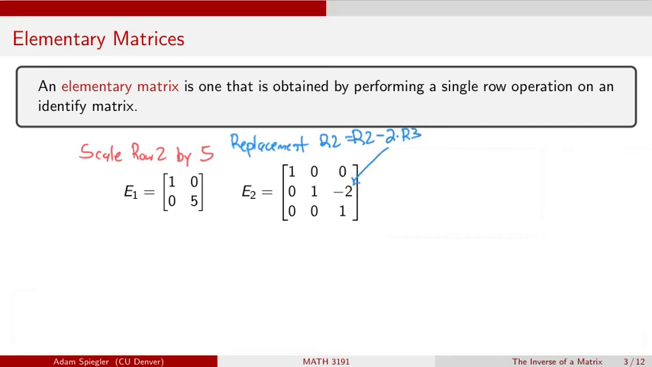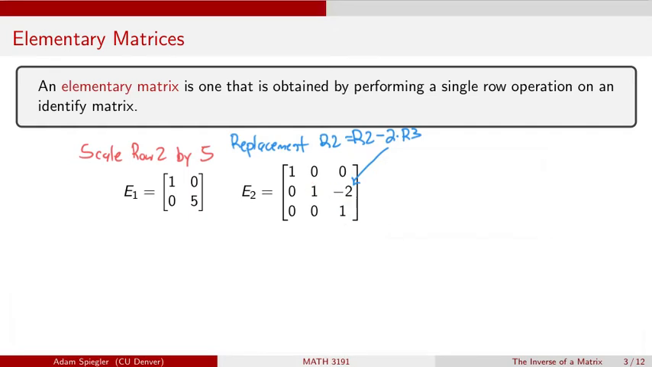Notice this elementary matrix, row 1 hasn't changed, row 3 hasn't changed, so the only change that this matrix can be applying would be some change to row 2. In this case, we've replaced it with minus 2 times row 3 plus row 2.